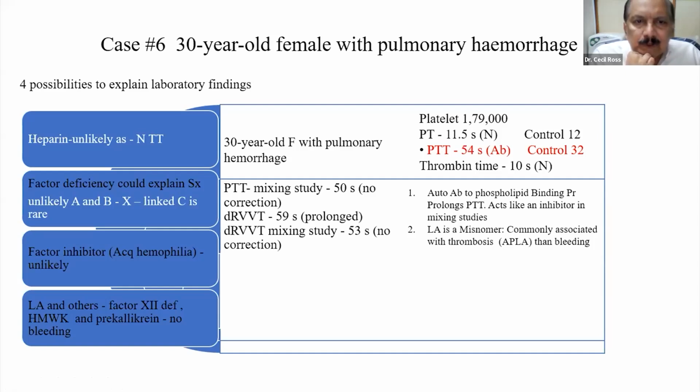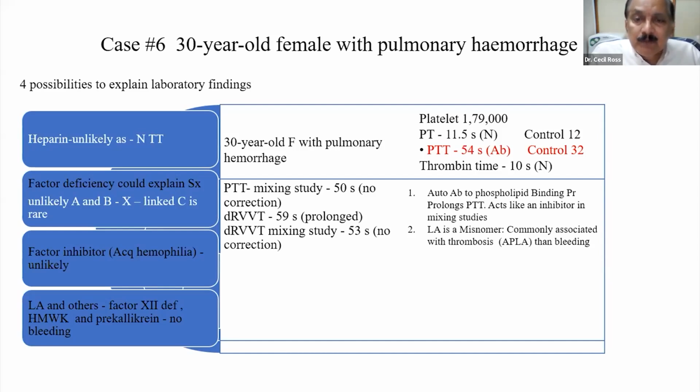Okay. So you do a mixing study, 50-50 mix, there is no correction. When you do DRVVT, it is prolonged. Dilute Russell viper venom time is prolonged. Dilute Russell viper venom time mixing study, there is no correction. So this looks like an autoantibody to a phospholipid binding protein. It prolongs the APTT and acts like an inhibitor in mixing studies. So this is a lupus anticoagulant.